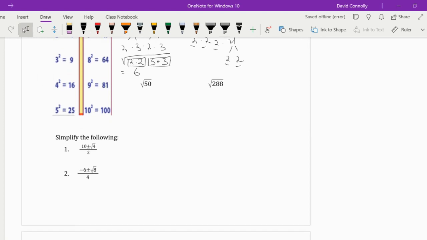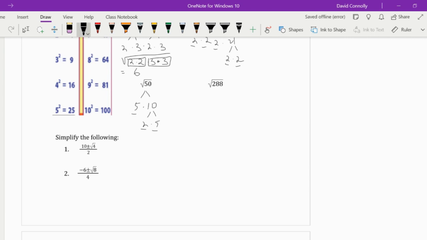So square root of 50. Again, on this one, we can do 2 times 25, or we can do 5 times 10. You're going to get to the same answer either way. I'm going to use 5 times 10. Now 5 I can't break down any further, so I'm going to underline. 10 is 2 times 5. And again, both of these I can't break down any further.